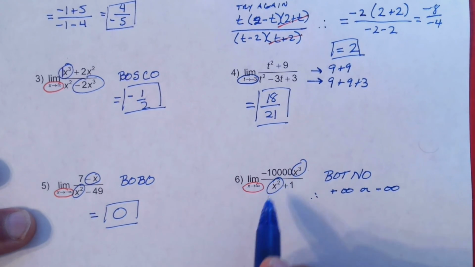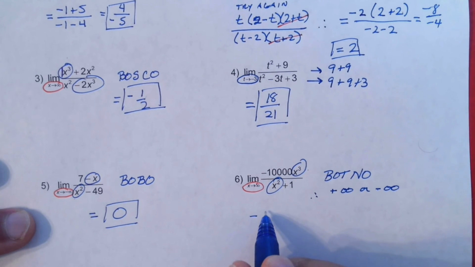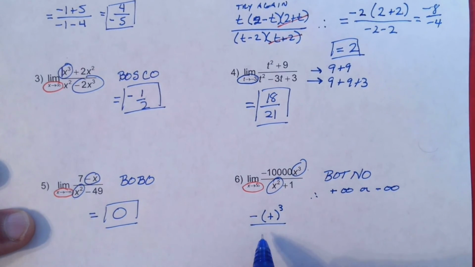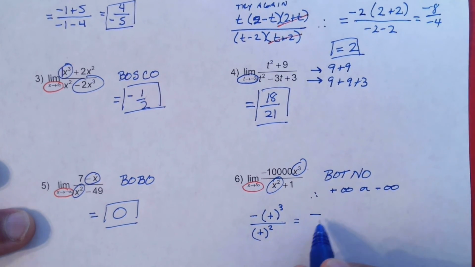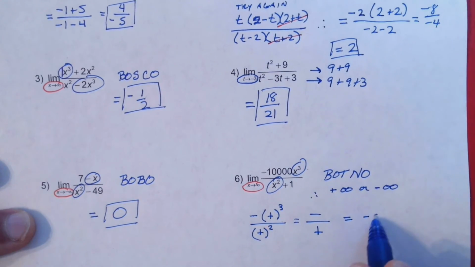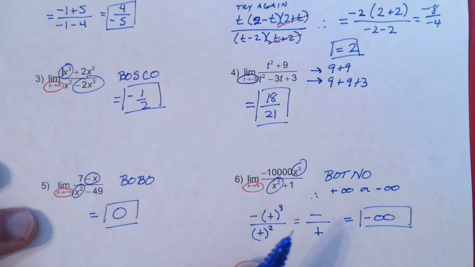So if I look to this, I have a positive number cubed. So that's going to be negative times a positive cubed. And in the denominator, I'm going to have a positive number squared. And so what that gives me then is a negative times a positive. So that's going to be a negative in the numerator, a positive in the denominator. So I know my result is going to be a negative infinity.